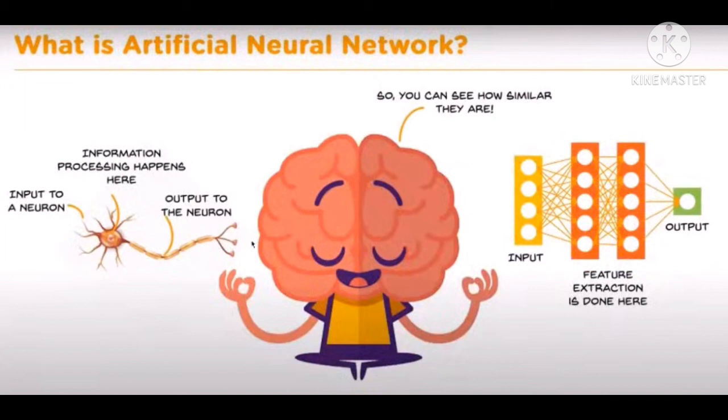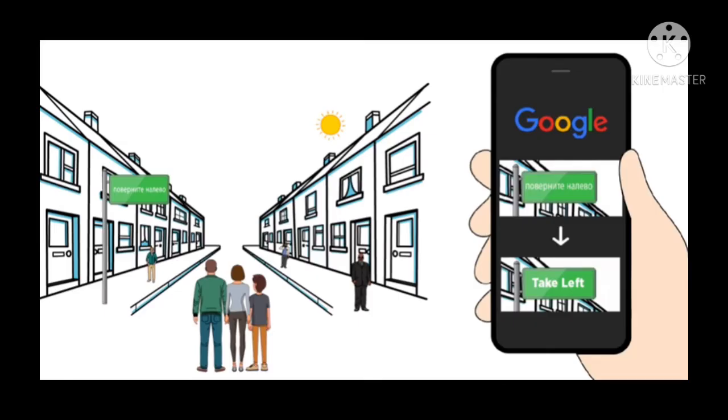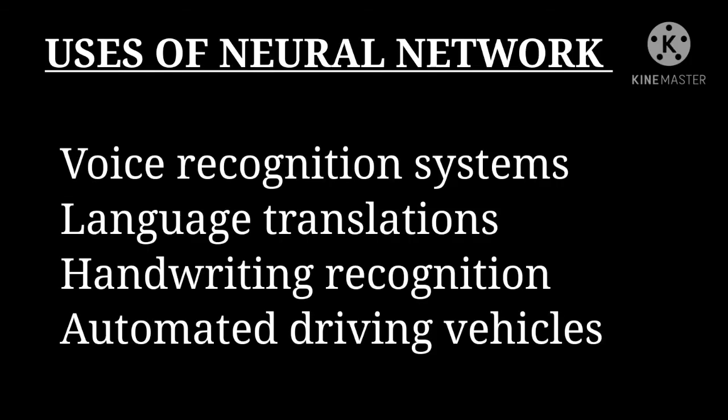So artificial neural networks use simplified models of neurons in the brain. Some real life examples of neural networks are Google Translate and Google Assistant. So they learn from the data which is fed to them. Other uses of neural networks are voice recognition systems, language translations, handwriting recognition, automated driving vehicles. So these are several uses of neural networks.